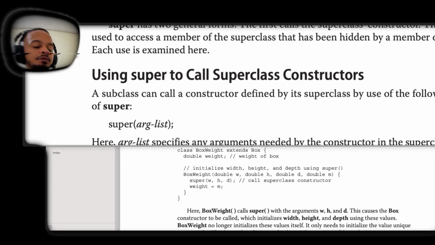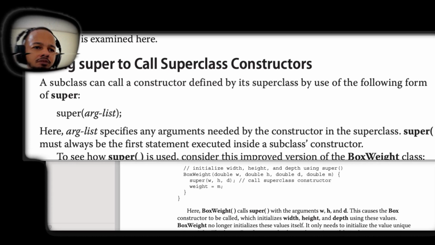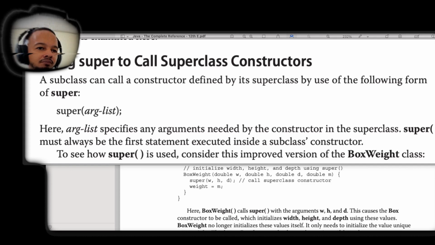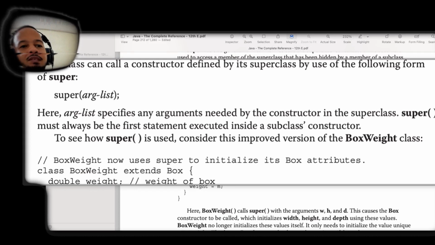Okay, so using super to call a superclass constructor. A subclass can call a constructor defined by the superclass by use of the following form of super: super(arg-list). Here, arg-list specifies any arguments needed by the constructor in the superclass. super() must always be the first statement executed inside a subclass constructor. To see how super is used, consider this improved version of the BoxWeight class.